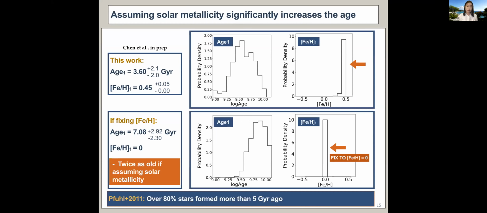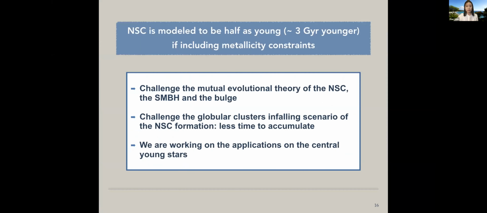Remember, the latest star formation history study by Fu et al. 2011 reported that over 80% of stars formed more than 5 Gyr ago. But they had the solar metallicity assumption. So to test and compare with that, here I fixed the metallicity to be solar and did another round of fitting shown in the bottom 2 panels. The fitting reports a median age of 7 Gyr for this Asian burst. So the fixed solar metallicity assumption actually made the cluster twice as old. So with full consideration of metallicity, the age of the cluster is modeled to be half as young.